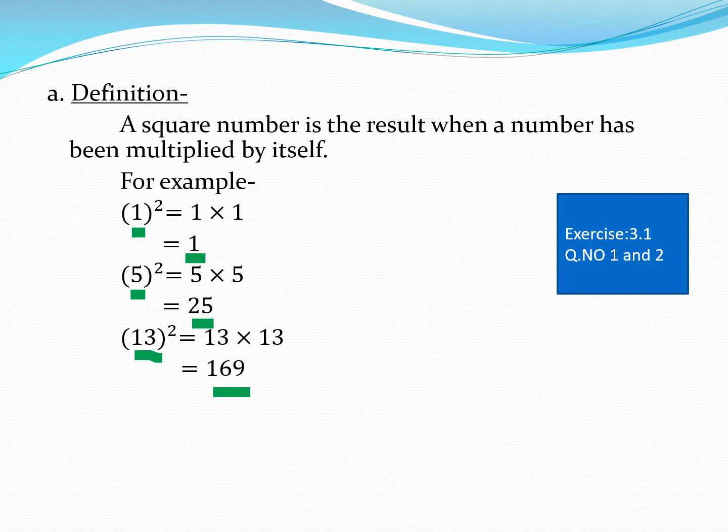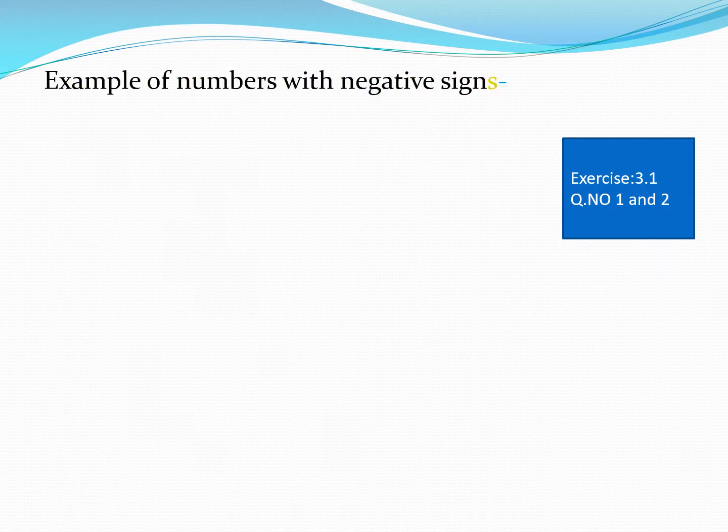In this box I have highlighted exercise 3.1 question number 1 and 2. It means that exercise 3.1 question number 1 and 2 can be solved using this formula. Some more examples we will learn using negative signs.